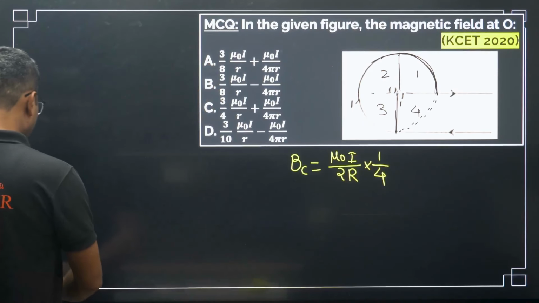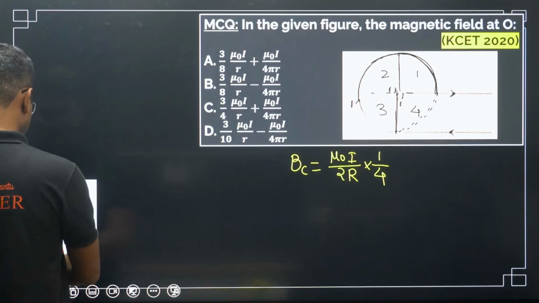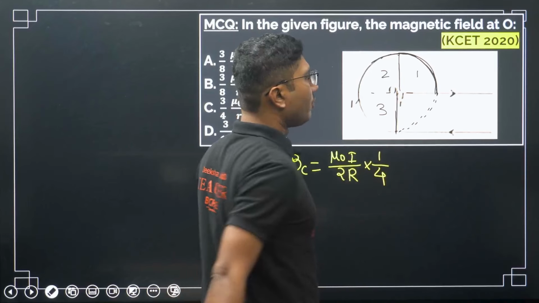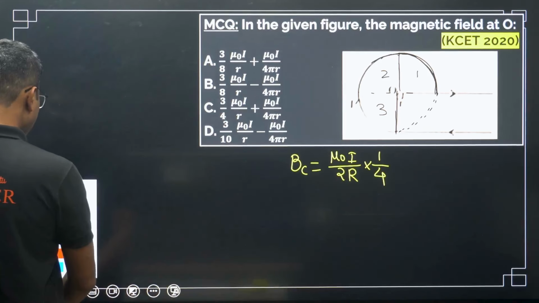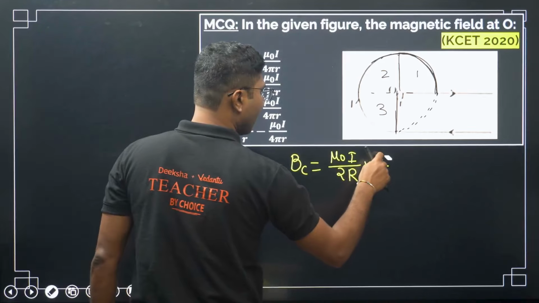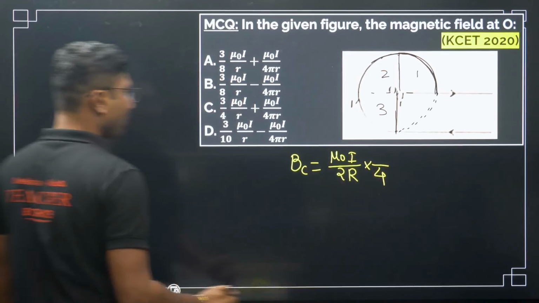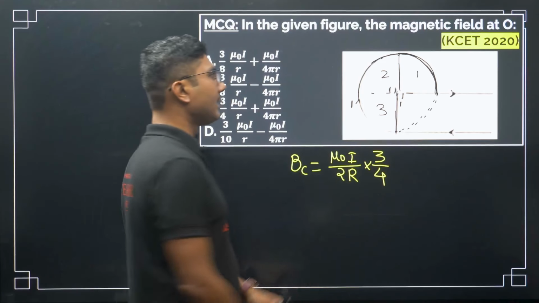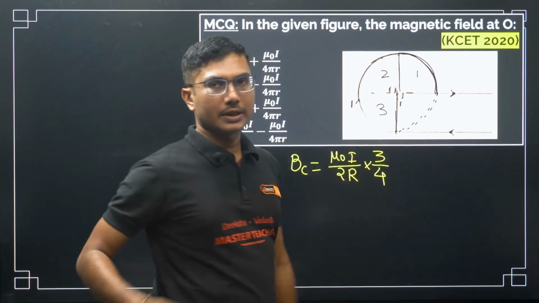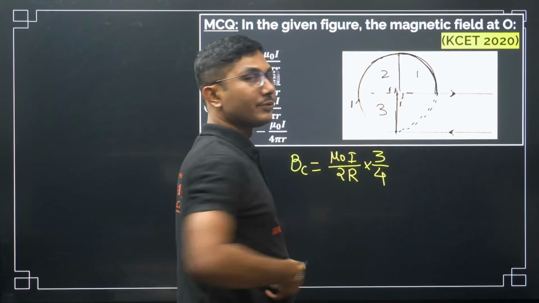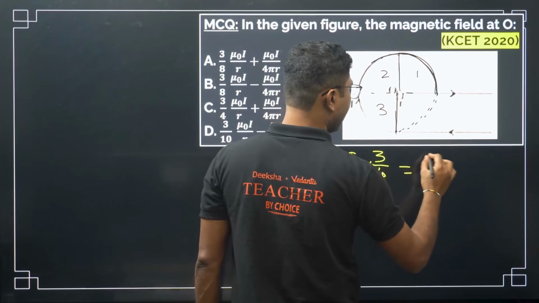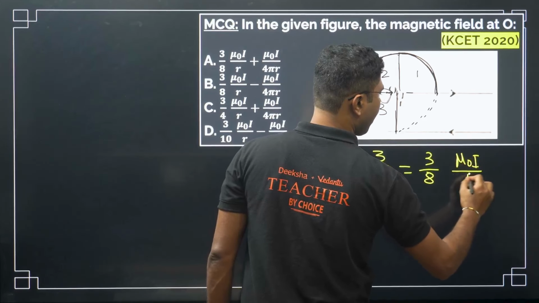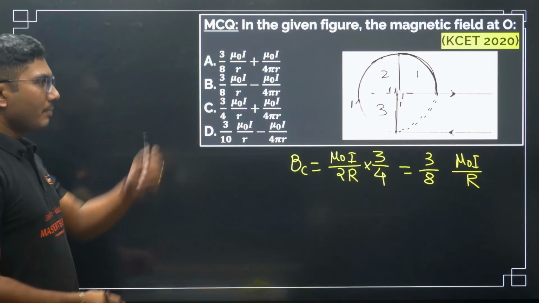Now how many parts are present in this given case? If you see, 1, 2 and 3 are present, whereas 4 is missing. Four missing means only 3 parts will contribute in this formula. That means it will be 3 by 4. So this is the magnetic field due to this part of the circle. Let me rewrite this: you can write this as 3 by 8 mu naught I by R.